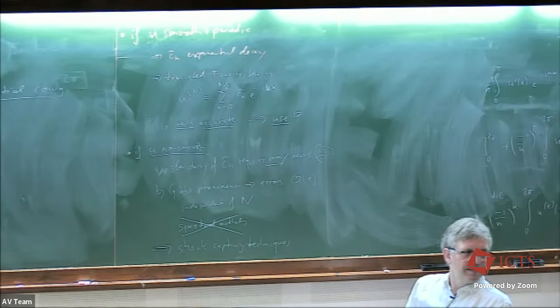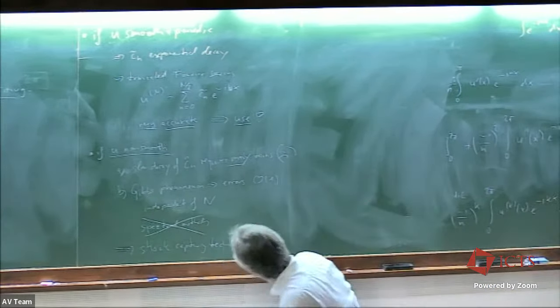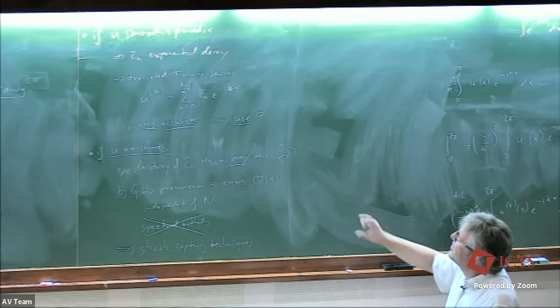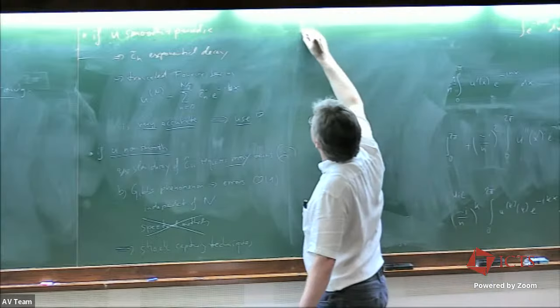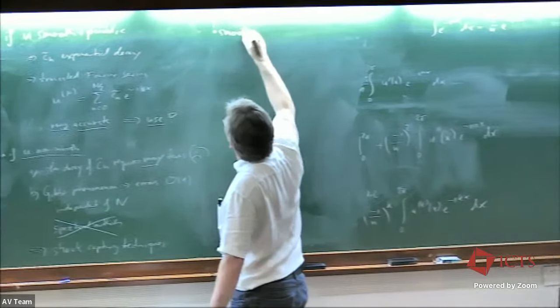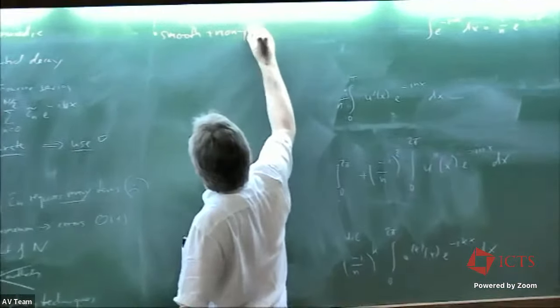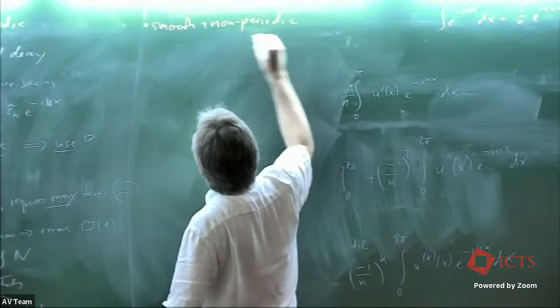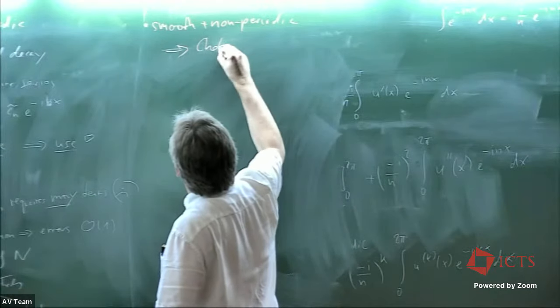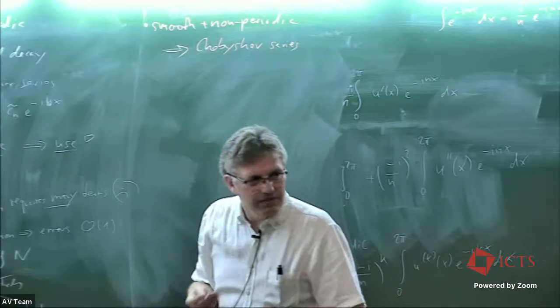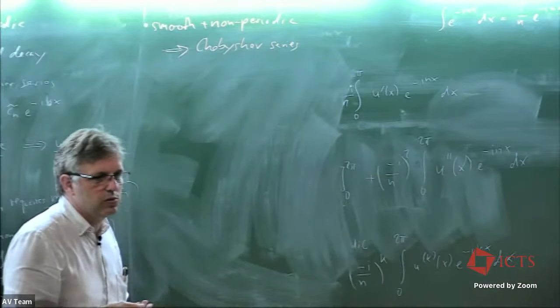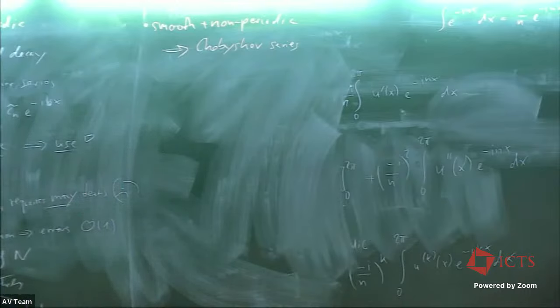Yes? How about smooth in your domain but not periodic? You guys are great. And I have managed again to have a very awful planning of my Blackboard space. Smooth and non-periodic. So you don't use Fourier series, but you use Chebyshev or Legendre polynomials. And we'll do this later, either today or tomorrow, depending on how quickly I make progress here.